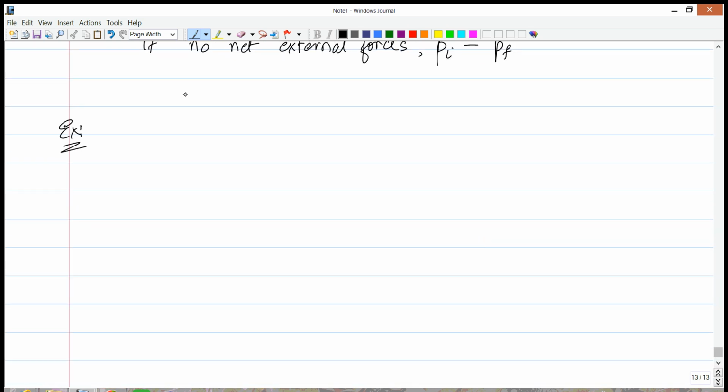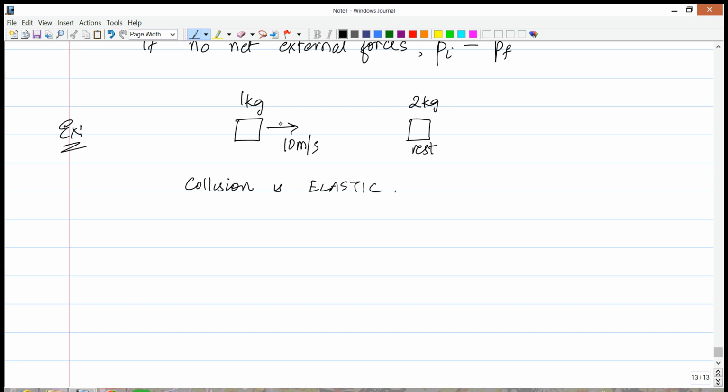So here's the example. Let's say that we have a block of mass 1 kg that moves to the right with a speed of, say, 10 meters per second, and let's assume that there's a second block of mass 2 kg that is at rest. So the first block is moving, the second block is initially at rest, and let us assume that the collision is elastic. So you've been told that the collision is elastic, and the question is find the velocities. Let's call the velocities v1 and v2 after the collision.